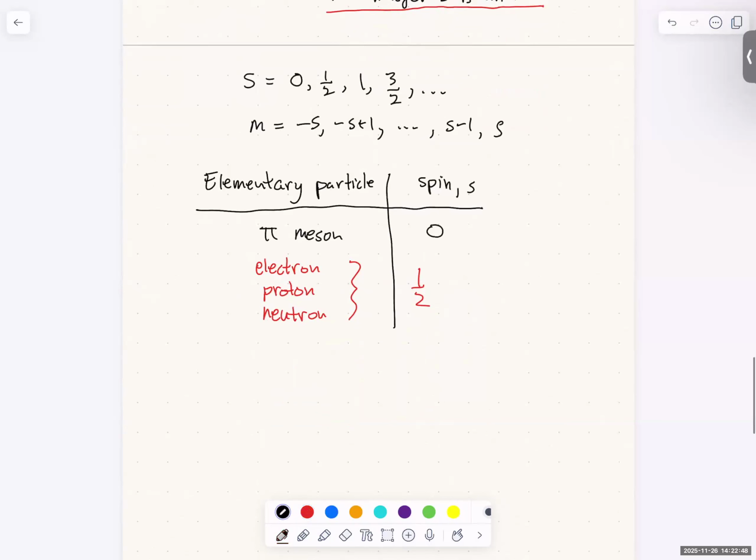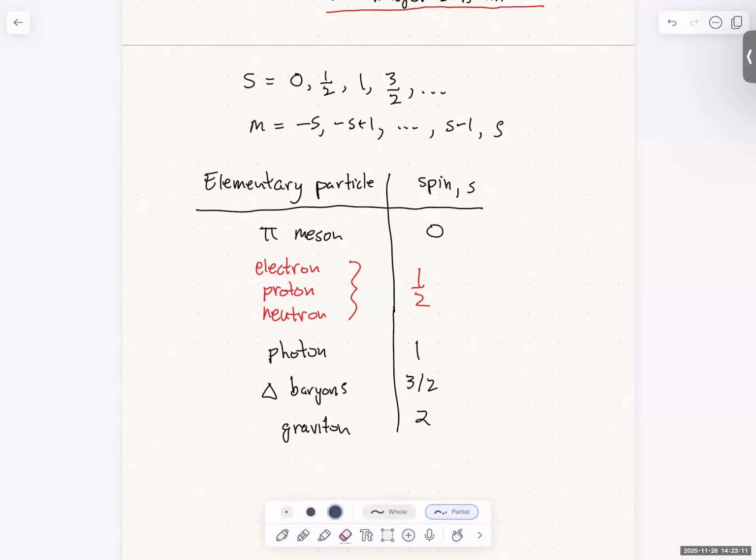But then there are still other particles. So a photon has spin 1. There's some so-called delta baryons. They have spin 3/2. There's the graviton, spin 2. And so that's some of our elementary particles. Just again, looking ahead to 402, if you were to take it. In fact, it's chapter 5, the next chapter.